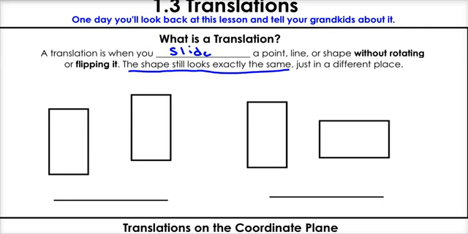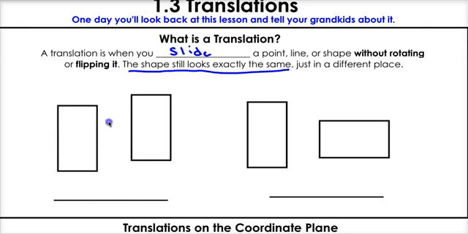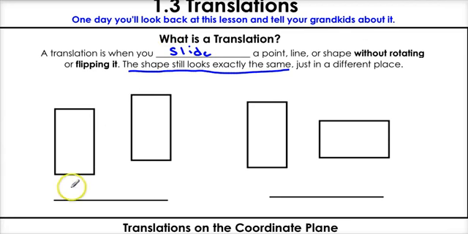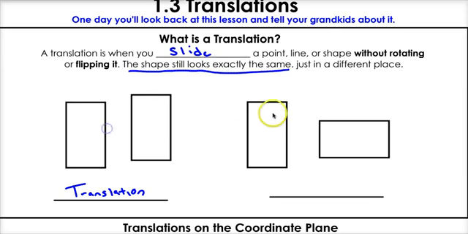Well, for the first one, if I just slid this rectangle up like that, it'd go right on top of it, right? I didn't rotate it, I didn't flip it, I just slid it along. That is exactly what a translation is. You see it flips right on top of itself. Now in this case, you'd have to rotate this to get it to go over here. This is more than just a slide, so this is not a translation. But you get it.